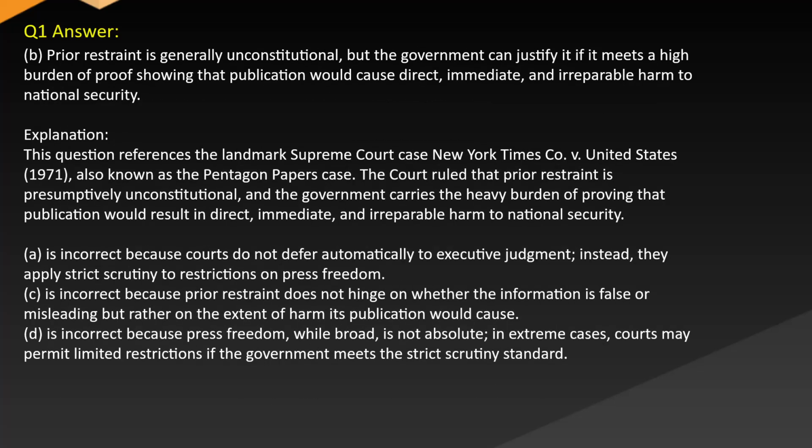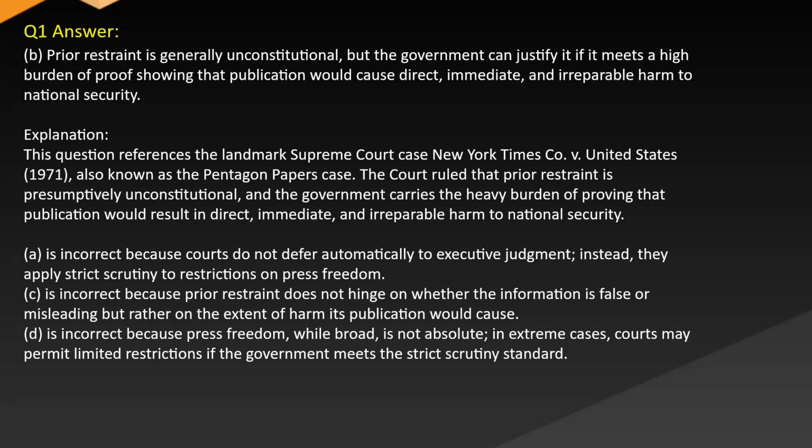Answer. B. Prior restraint is generally unconstitutional, but the government can justify it if it meets a high burden of proof showing that publication would cause direct, immediate, and irreparable harm to national security. Explanation. This question references the landmark Supreme Court case New York Times Company v. United States, 1971, also known as the Pentagon Papers case. The court ruled that prior restraint is presumptively unconstitutional, and the government carries the heavy burden of proving that publication would result in direct, immediate, and irreparable harm to national security.